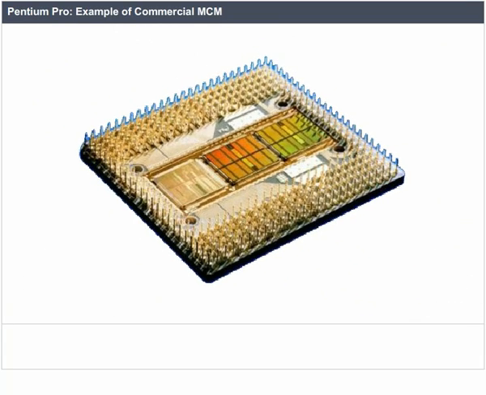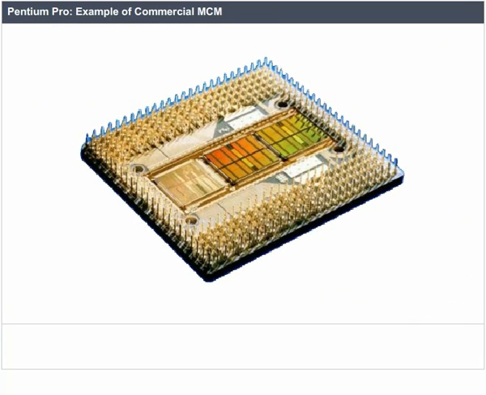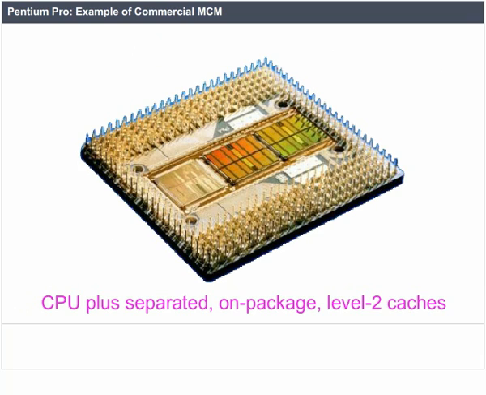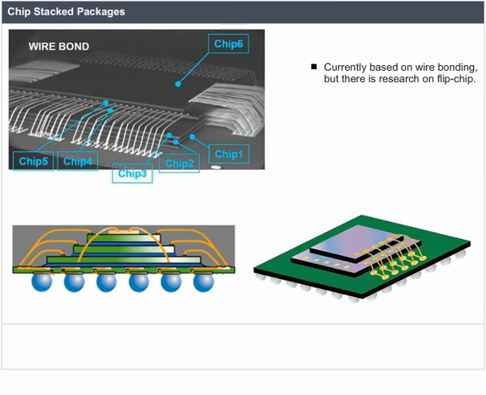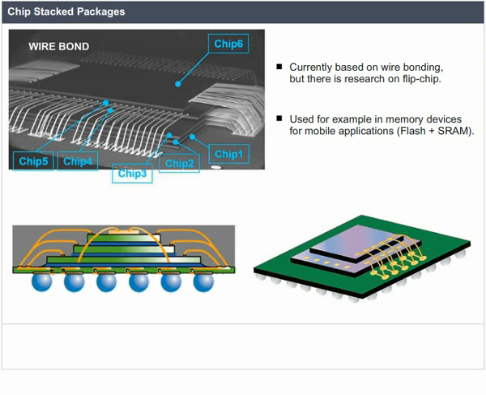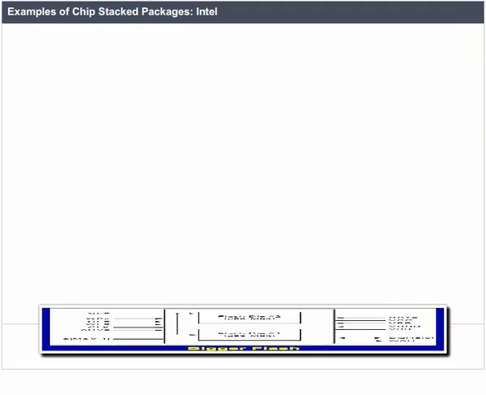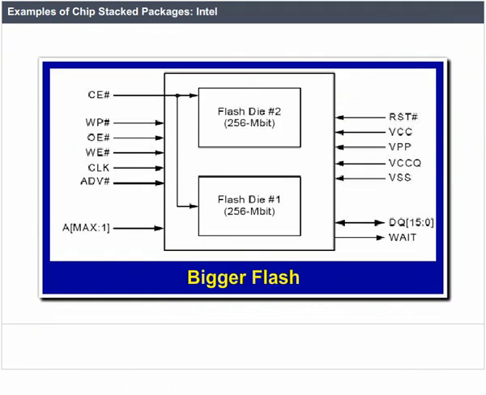Pentium Pro. Example of a commercial MCM: CPU plus separate package-level L2 caches. Chip stacked packages. Currently based on wire bonding, but there is research on flip chip. Used, for example, in memory devices for mobile applications. Flash plus SRAM. Examples of chip stack packages, Intel.